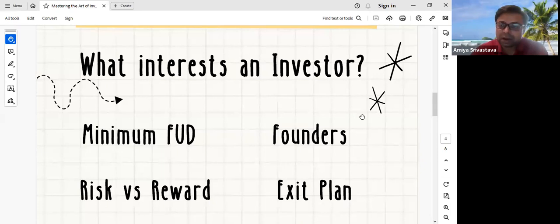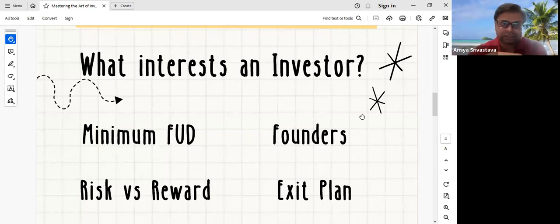FUD has to be minimum. Founder has to be decent enough for them to be able to trust you to be able to execute all of these things. Okay. The third thing that they are looking for is risk versus reward, meaning I put 1 rupee, I want 2 rupees. And that's where your investor research has to come into the picture.